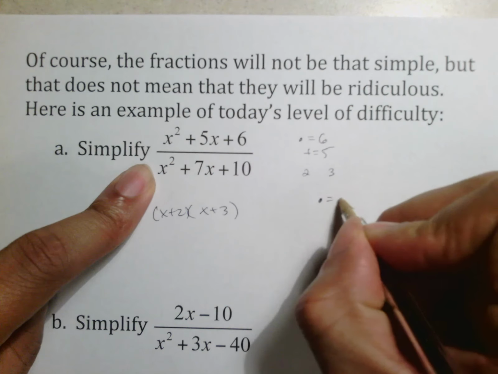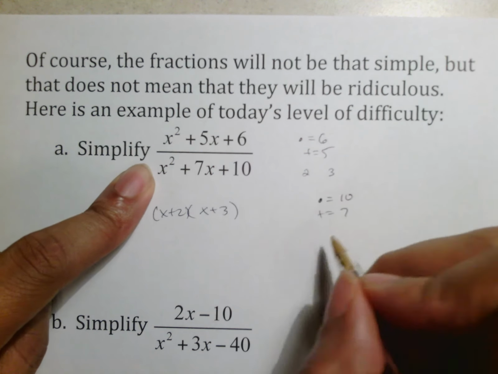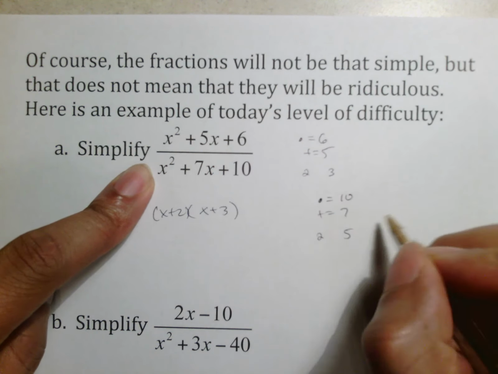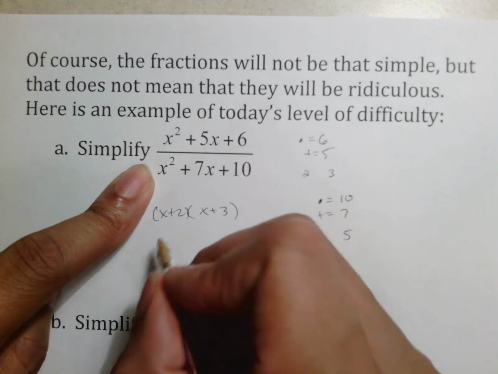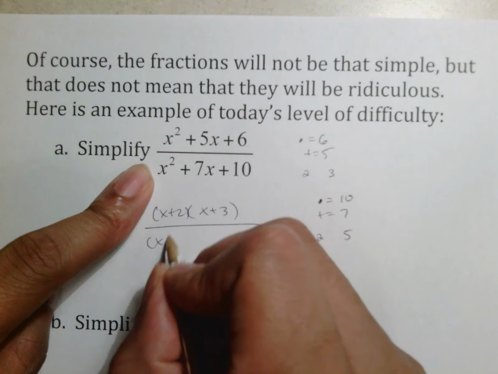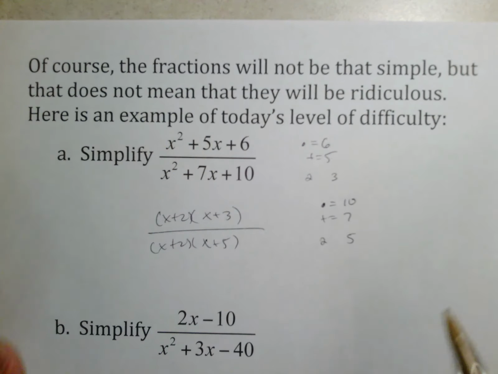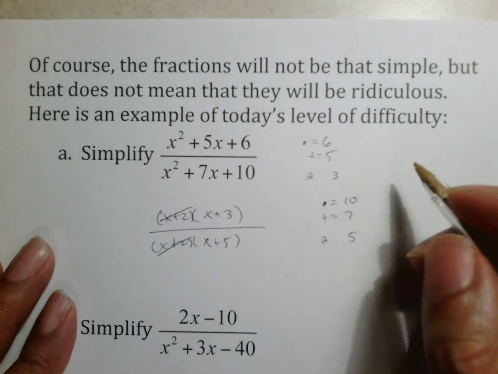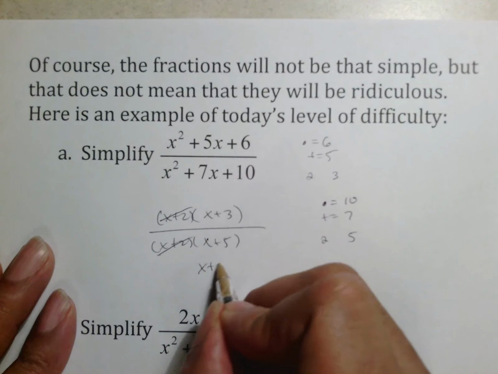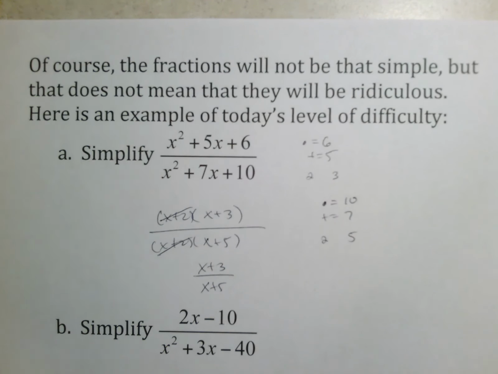We know we're looking for numbers that multiply to equal 10 and add to make 7. The only numbers I know that multiply to make 10 and make 7 are 2 and 5. Again, in order to make a positive 7, they both need to be positive. So we end up with x plus 2 and x plus 5. Now you notice it looks just like the one question we had where we look for what they have in common, which of course is your x plus 2, which means my final answer is x plus 3 over x plus 5.